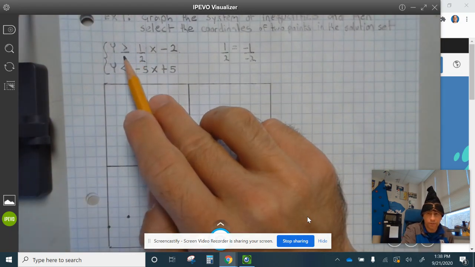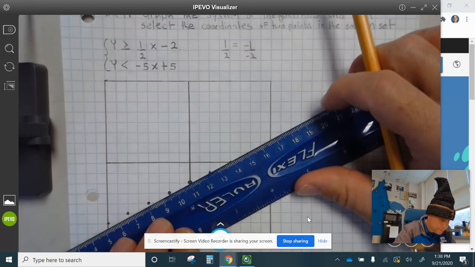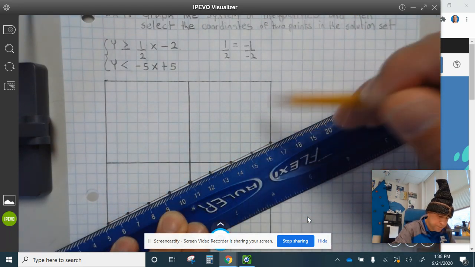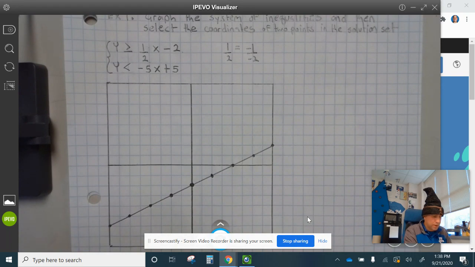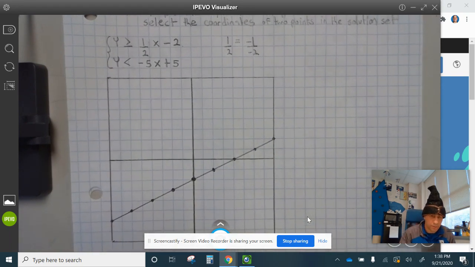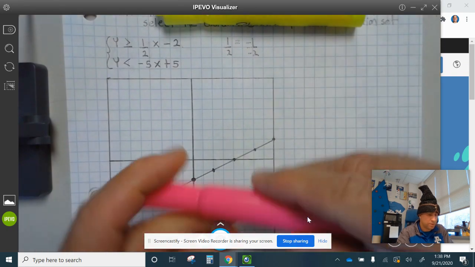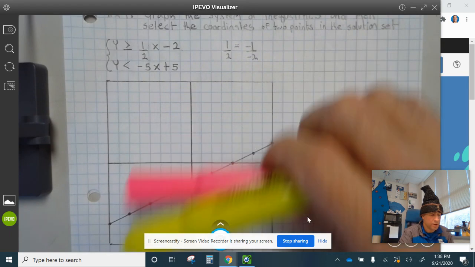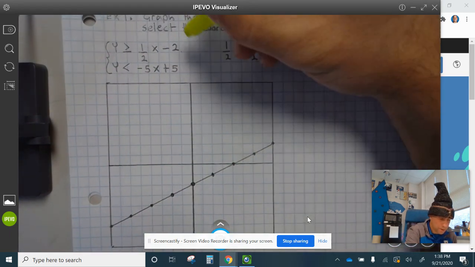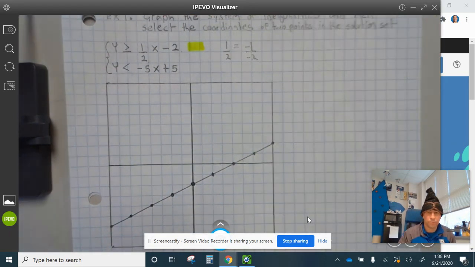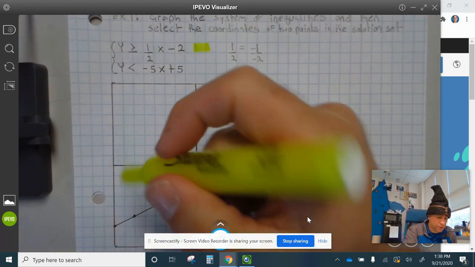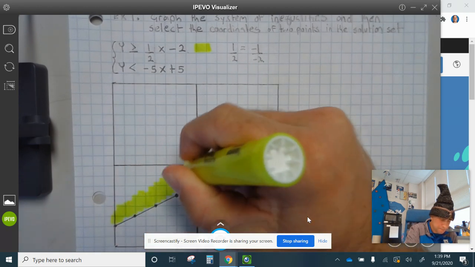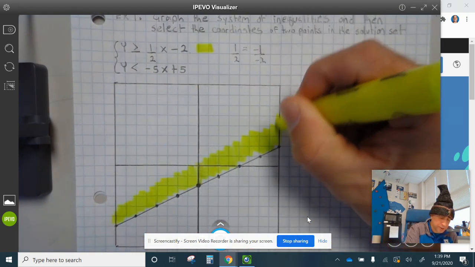There's a line underneath, so it's a solid line. Now, I'm going to use highlighters for the shading, and you'll see why once the example is done. I'm going to do this inequality in yellow. It's greater than, so we shade above.